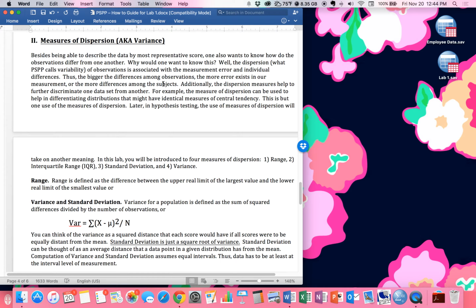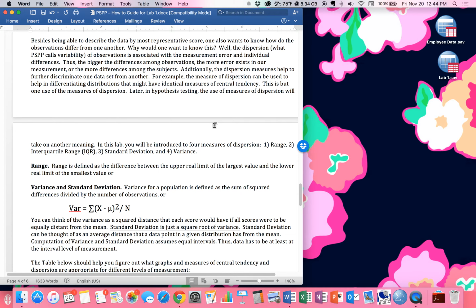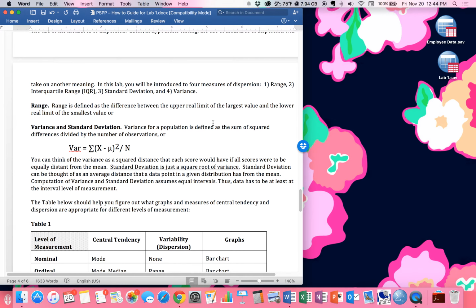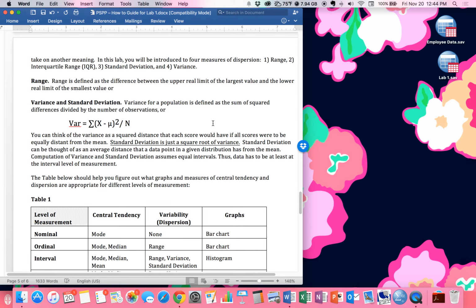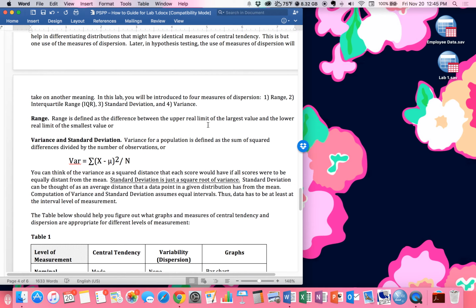Now we talked about variance and variability in Chapter 4, and PSPP actually calls this dispersion, but we don't need to worry about that. It's the same exact thing. So other than describing where the middle is with the measures of central tendency, we need to be able to show how spread apart or how close together those scores are around that mean. So are people really similar? Are they really different? We do have several measures of dispersion or variability that we talked about. We talked about the range, the interquartile range, standard deviation, and variance.